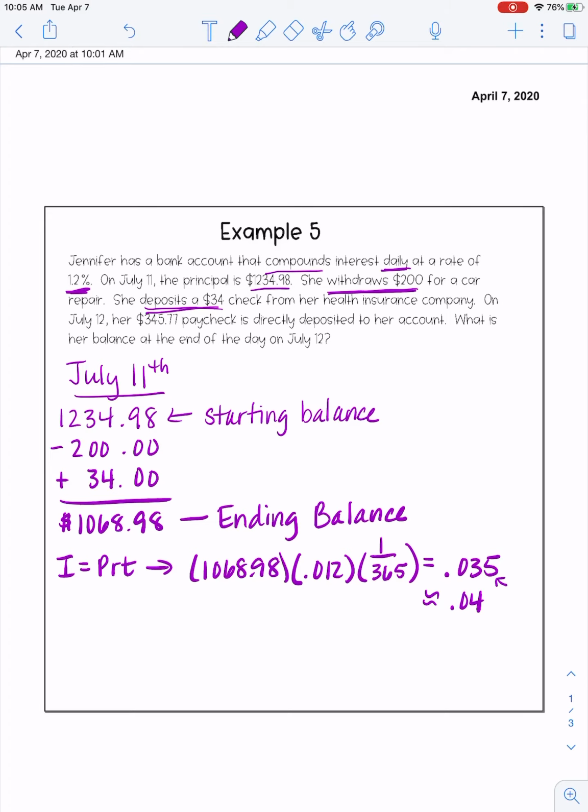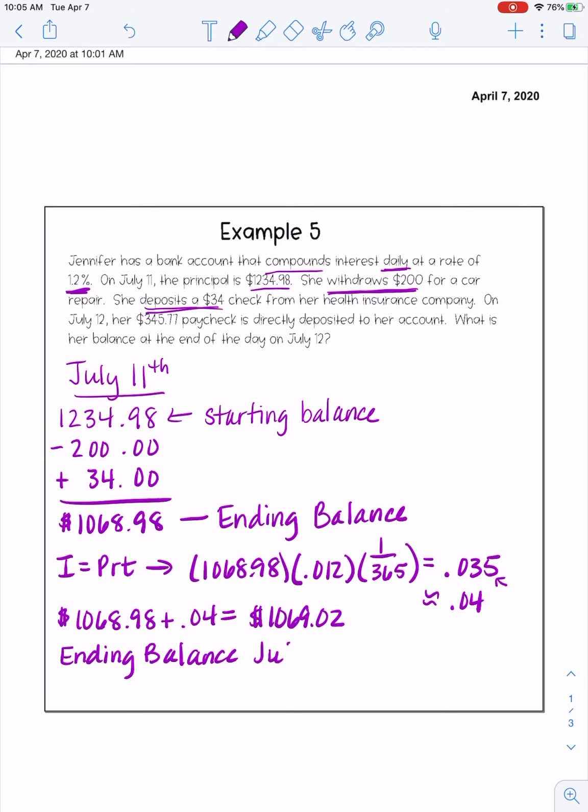Okay? So now I'm going to take my new balance and add my interest, and then I'm going to go to the next day. So I have 1068.98 plus 4 cents interest, which is going to give me 1069.02. So that is her ending balance for July 11th. Now we have to do the 12th.